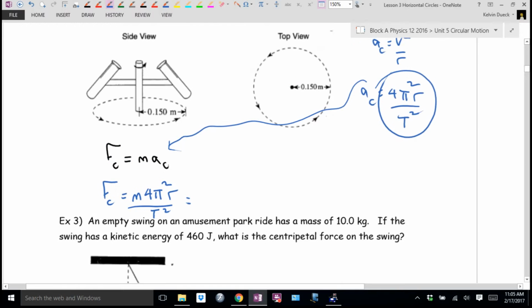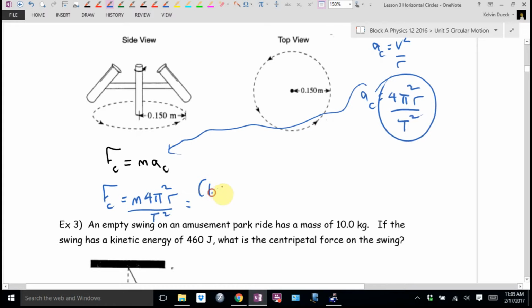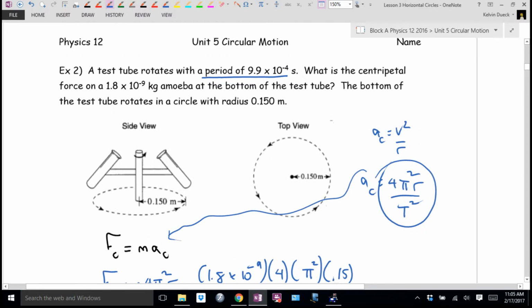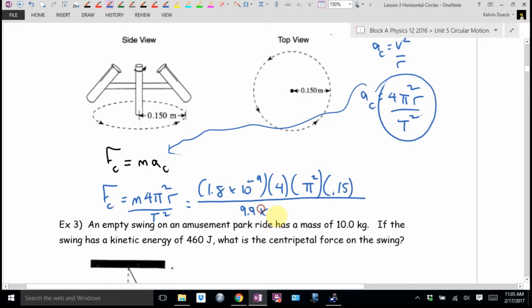What was the mass? It was really small. 1.8 times 10 to the negative 9. 4. I want all of you to try this because some of you on your calculator might get an error. Period is 9.9 times 10 to the negative 4. Every one of you, I insist that you try this on your calculator. Where you might get an error, you might not be allowed to type pi squared on your calculator. Some of your calculators might require you to go pi times pi.